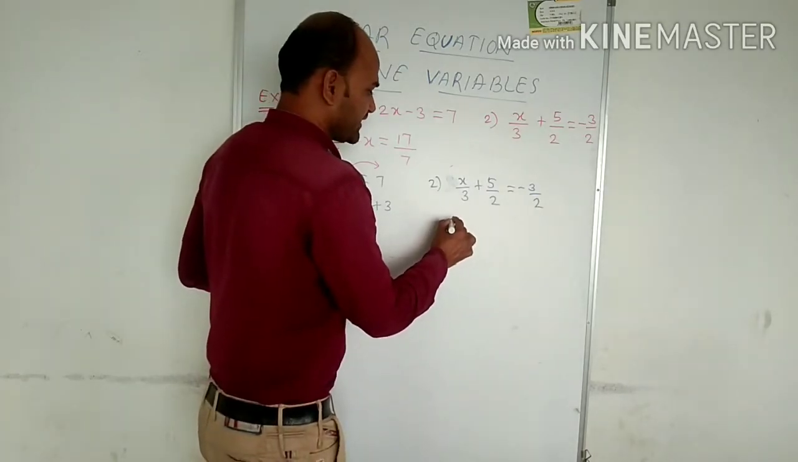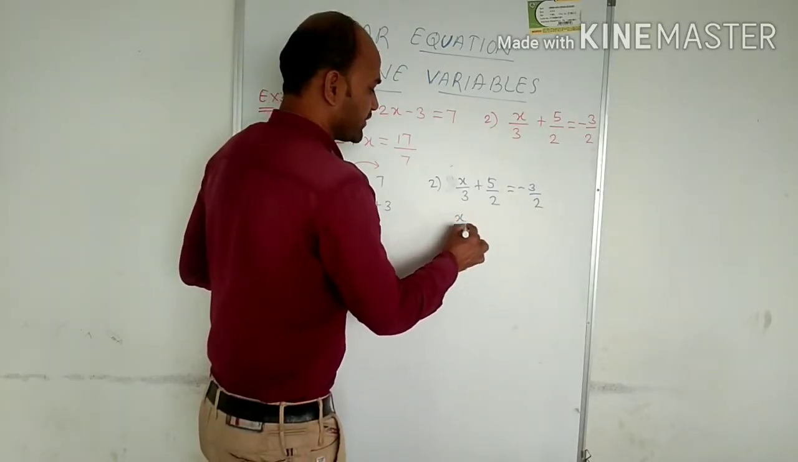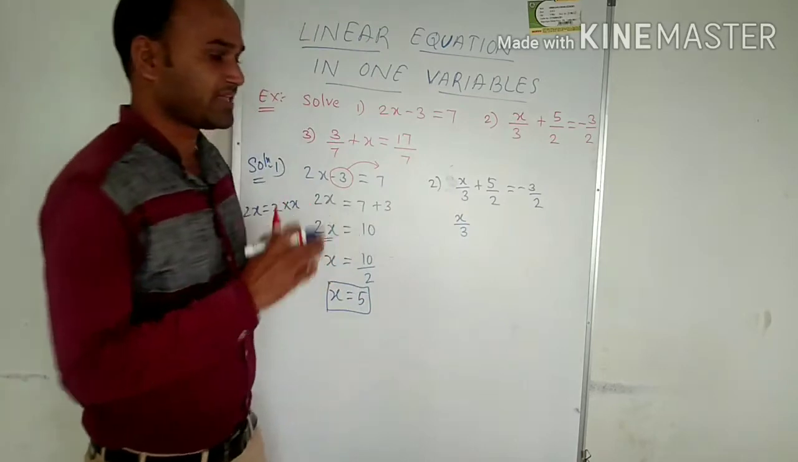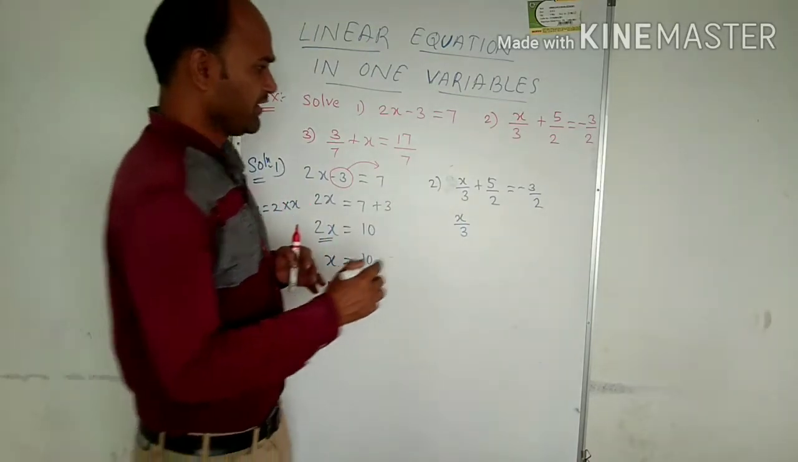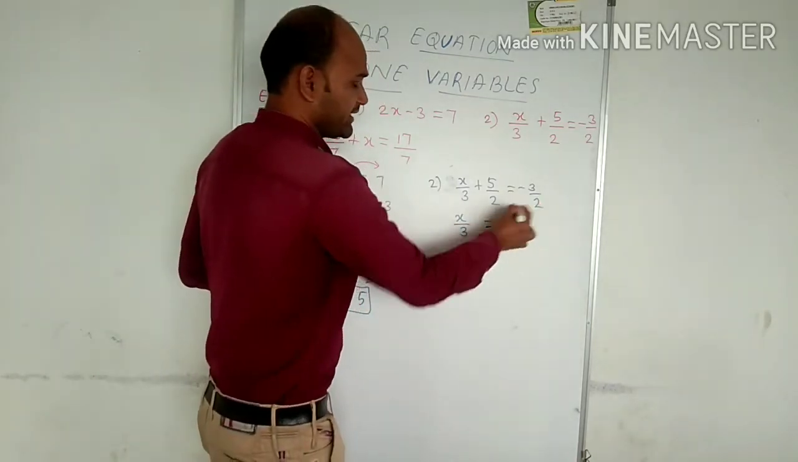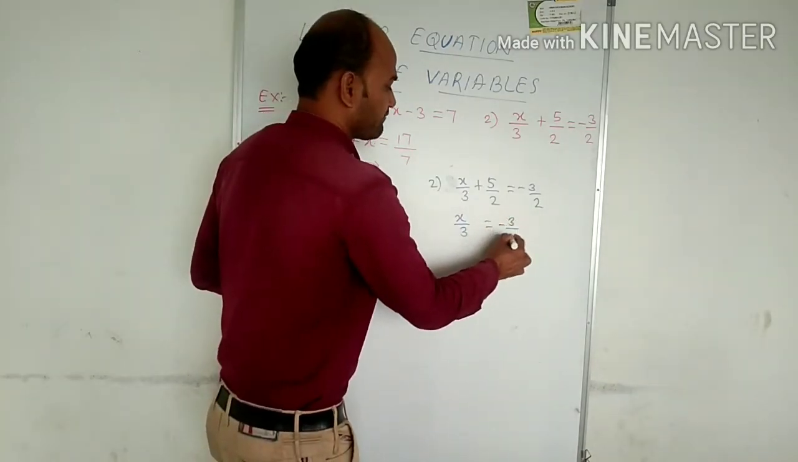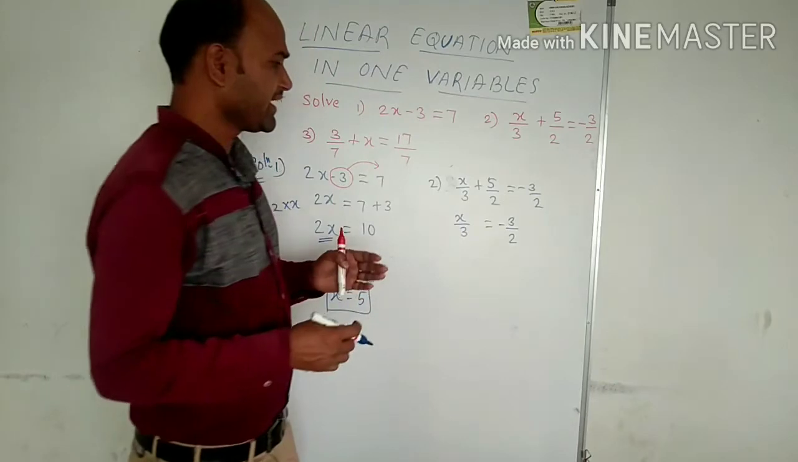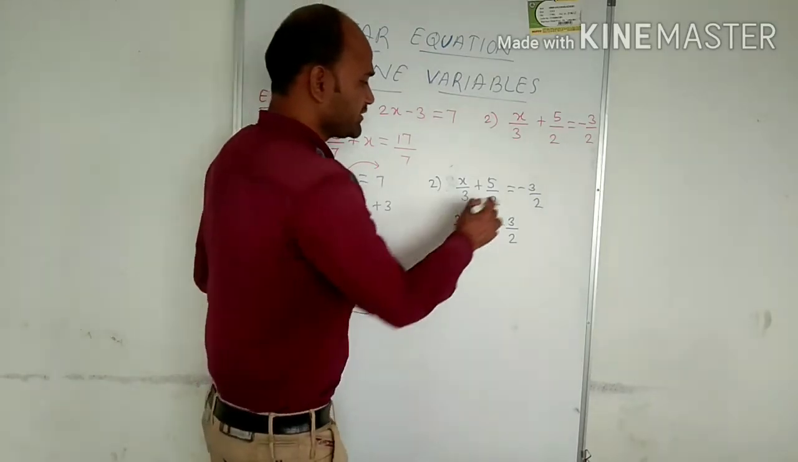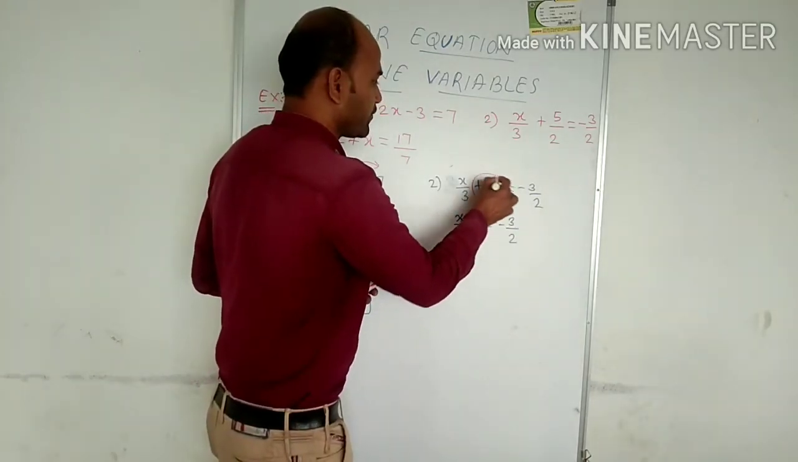Then next we can see here that x upon 3 we have to keep the same as it is, we have to keep it there only. Then what is there on the RHS side is minus 3 upon 2, we have to write as usual. Now we have to transfer this plus 5 upon 2.